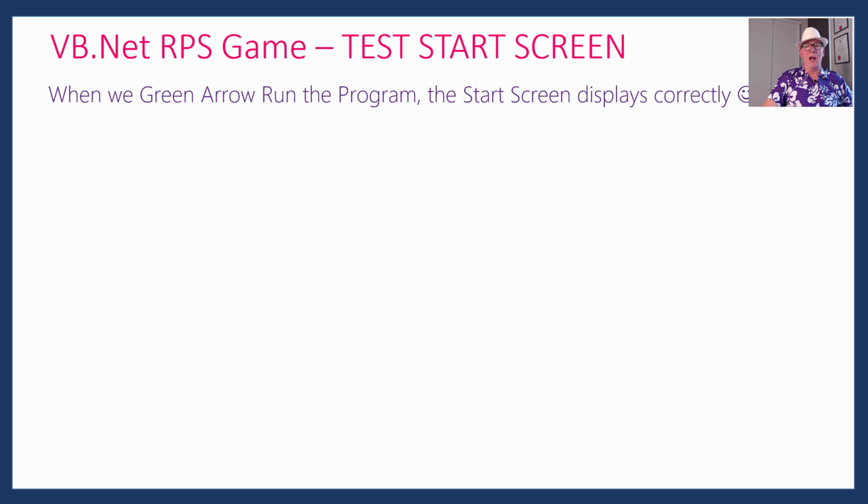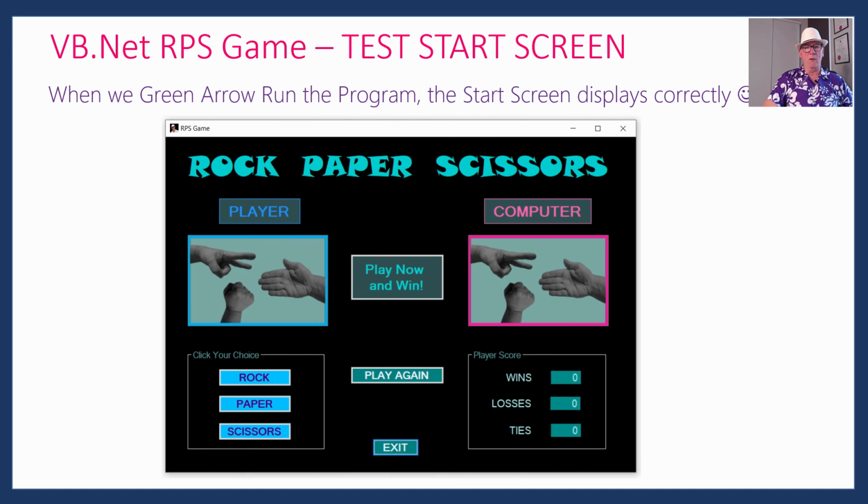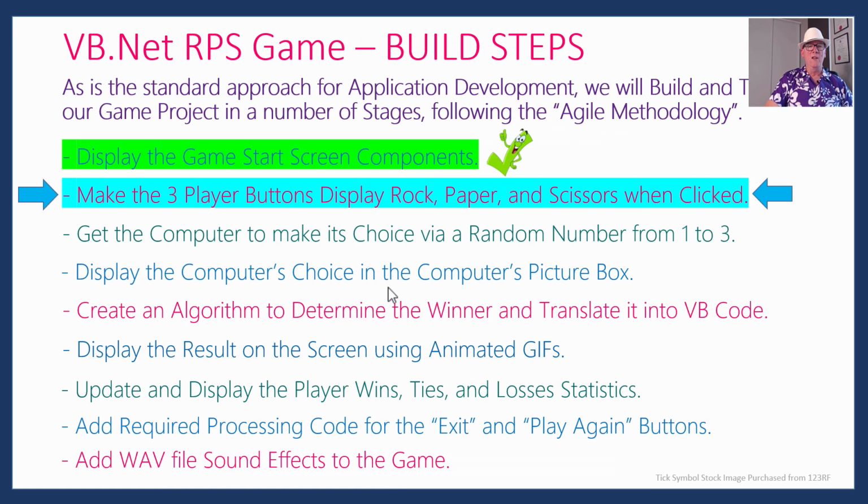All right, when we green arrow run the program at this stage of what we've done, our start screen is working. Yay, we've got the 2, here you go, player pick something and computer's going to randomly pick something, play now and win. So we've got all those 3 things happening on our screen the way we wanted to, so that's all working. So, we've done the first thing. Display the game screen start components. So you can tick that one off and we move on to the next one.